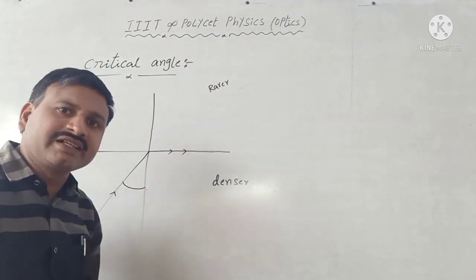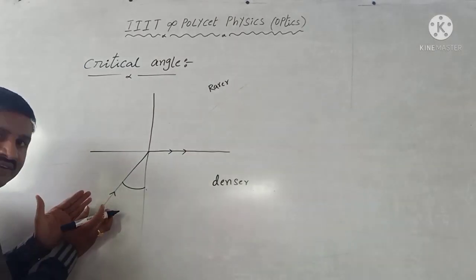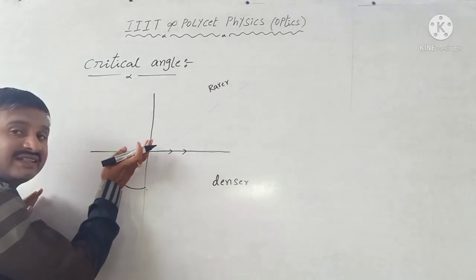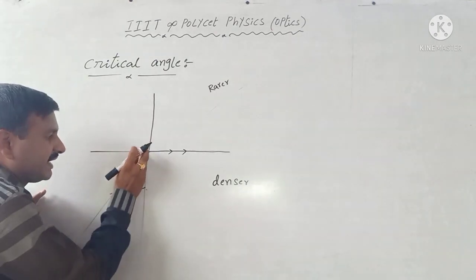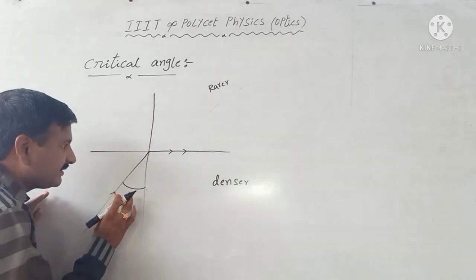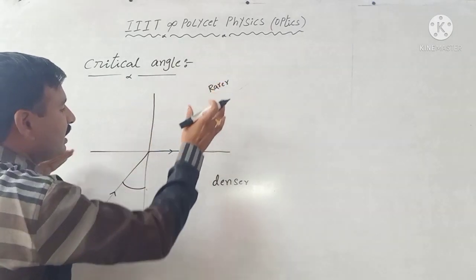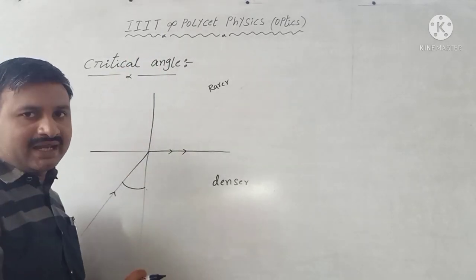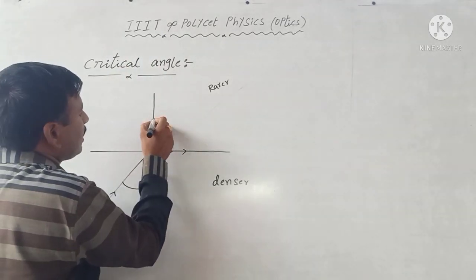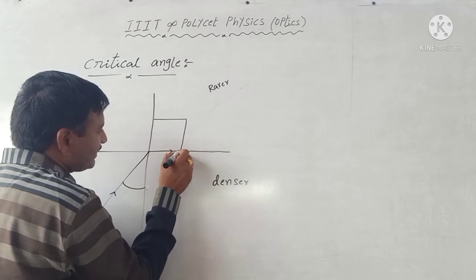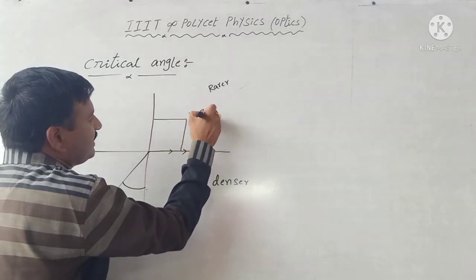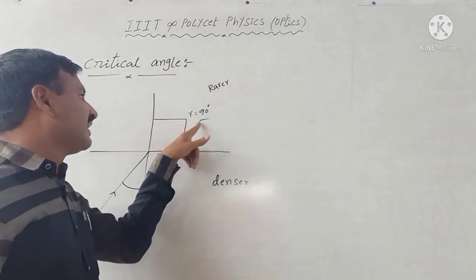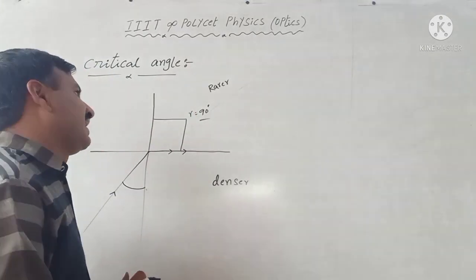Again, I am telling the definition: the angle of incidence at which the light is traveling from denser medium to rarer medium, it grazes along the interface. It is called the critical angle. One more definition: where the refracted angle is 90 degrees, that angle of incidence is taken as the critical angle.